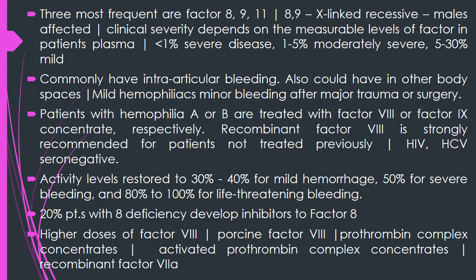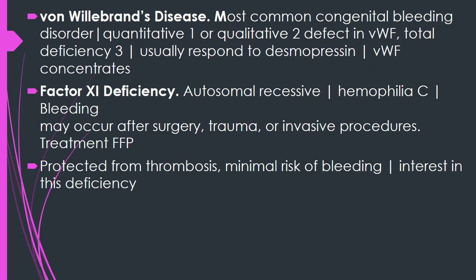One out of every 5 patients with factor 8 deficiency develops inhibitors to factor 8. In these conditions, one would need a higher level of factor 8 for treatment. People have also tried porcine factor 8, prothrombin complex concentrates, and activated prothrombin complex concentrates in the hope to form a stable fibrin clot.